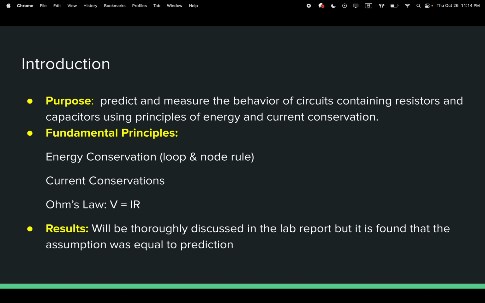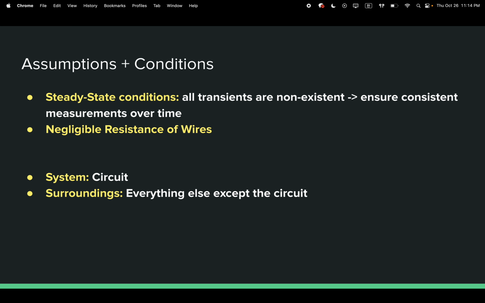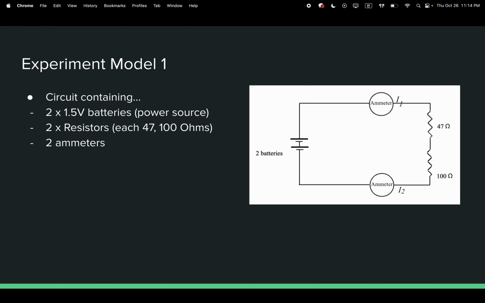The results of this lab will be thoroughly discussed in the lab report, but it is found that the observations were equal to the predictions in most cases. The first assumption I made for this lab is steady state conditions, which means all transients are non-existent, and this ensures consistent measurements over time. I also neglected the resistance of the wires in the circuits. The circuit is the sole system for this lab, and everything else except the circuit is the surroundings.